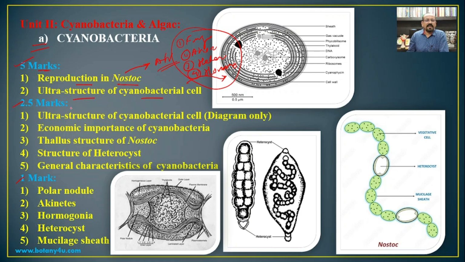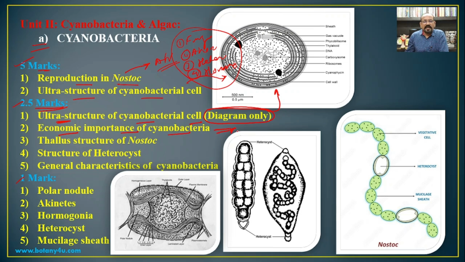In the 2.5 mark questions, there is again the same question, that is the ultrastructure of the cyanobacterial cell, but here only the diagram is asked. So you have to just draw the diagram in this question. Then economic importance of the cyanobacteria: we have to provide the different negative as well as positive economic importance of the cyanobacteria in this question.